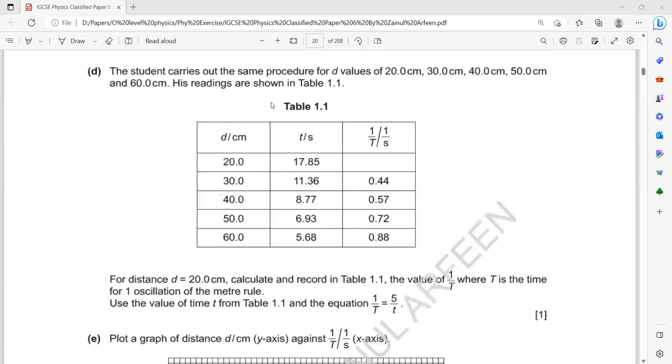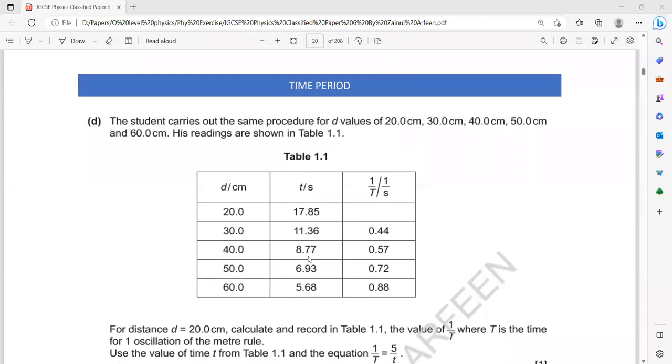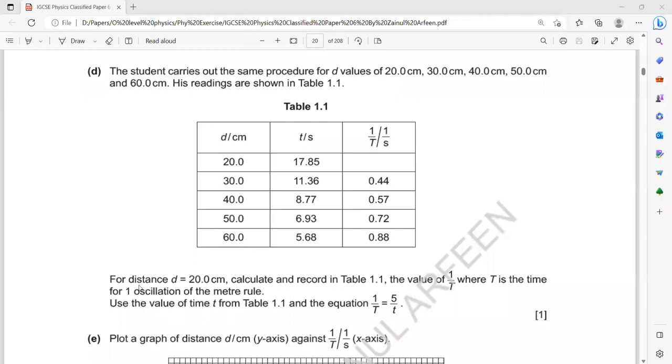The student carries out the same procedure for different values of D: 20, 30, 40, 50, 60 centimeters. You have this table. And how many oscillations are there? You can see the distance D for 20 centimeters, a table is there, and T is the time for one. The value in the equation is for 5 oscillations. How to get the time?